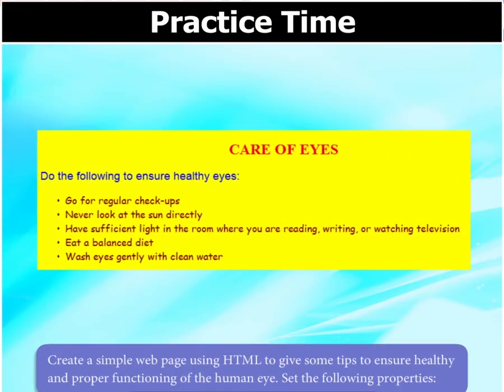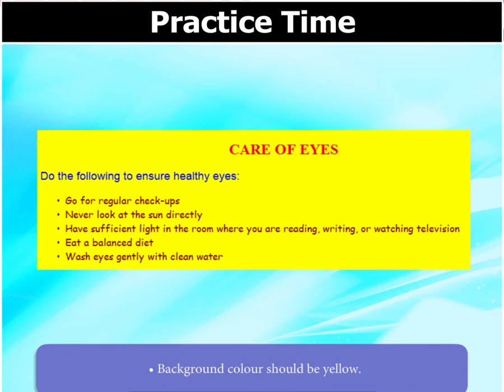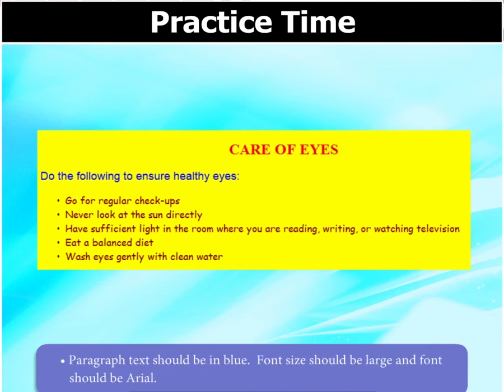Create a simple web page using HTML to give some tips to ensure healthy and proper functioning of the human eye. Set the following properties. Background color should be yellow, paragraph text should be in blue, font size should be large, and font should be Arial.